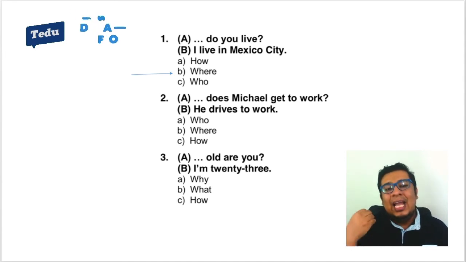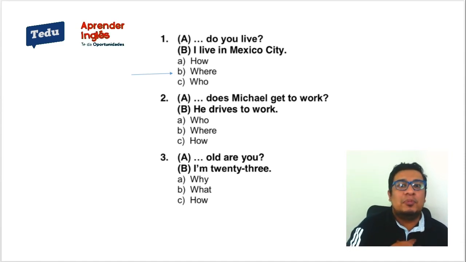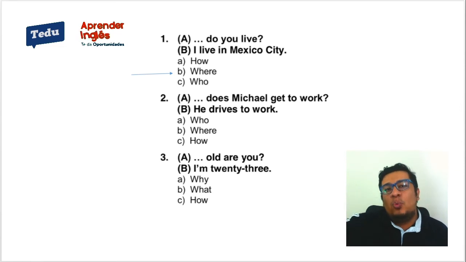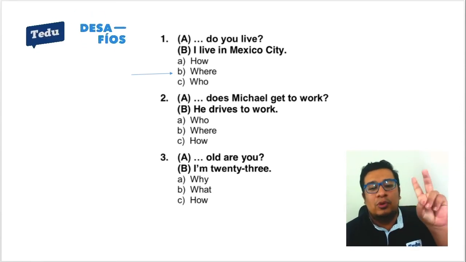Okay? And who quiere decir con quién vive usted. Who do you live? Oh, I live with my parents, or I live with my boyfriend, my girlfriend, my wife, or my husband. So, who do you live? Y faltaría with. Who do you live with? Okay? Ahora vamos con la pregunta number 2.